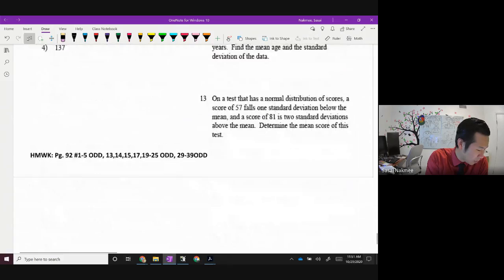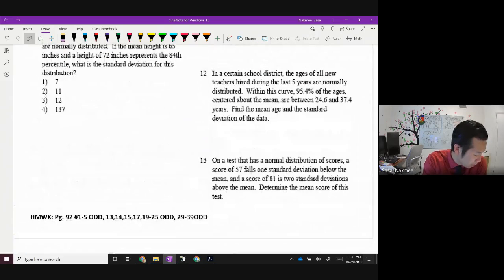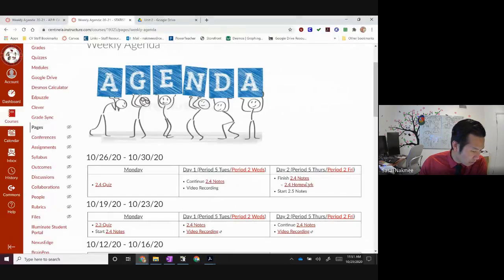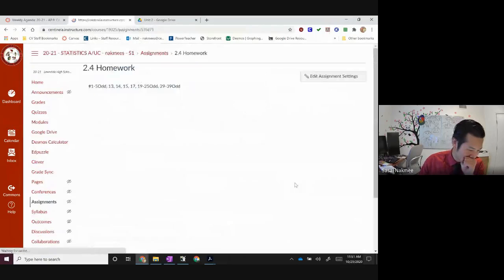So start working on these problems. I have them here, numbers 1 through 5 odd, 13, 14, 15, 17, 19 through 25 odd, and 29 through 39 odd. I already have these posted on your Canvas page. If you click onto it, it takes you into here.